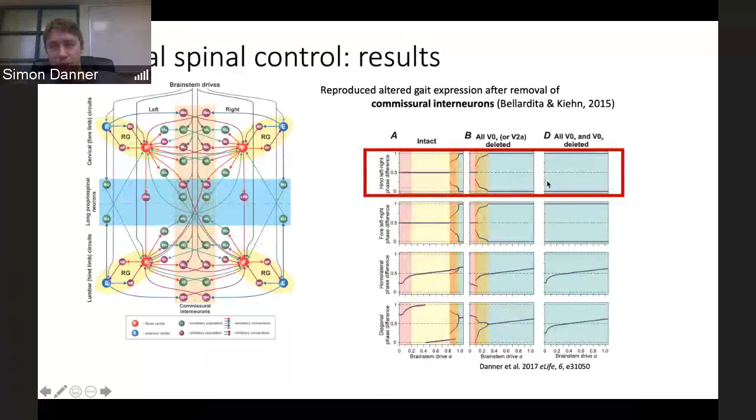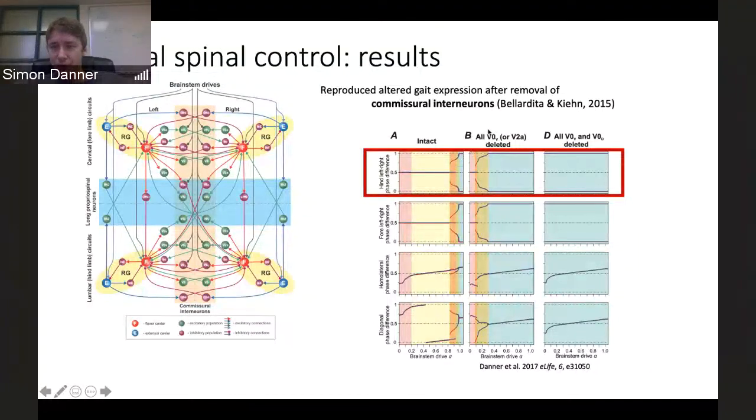Just focus on these three graphs here. The x-axis is again the brainstem drive, and here we have the phase difference between the left-right hind limbs. Again, 0.5 means alternation, 1 and 0 means synchronization. And with an increase in drive, it stays at 0.5 until there's a bifurcation with a brief bistability to a gallop and then to bound.